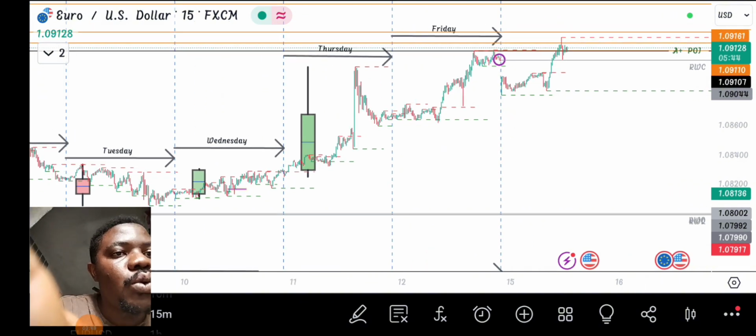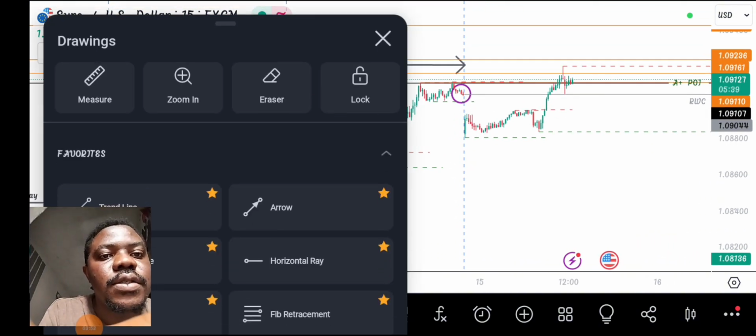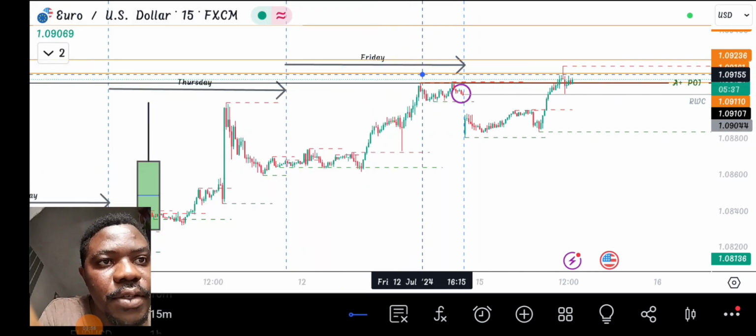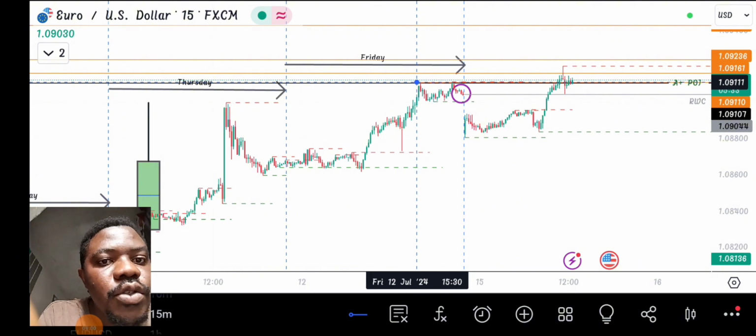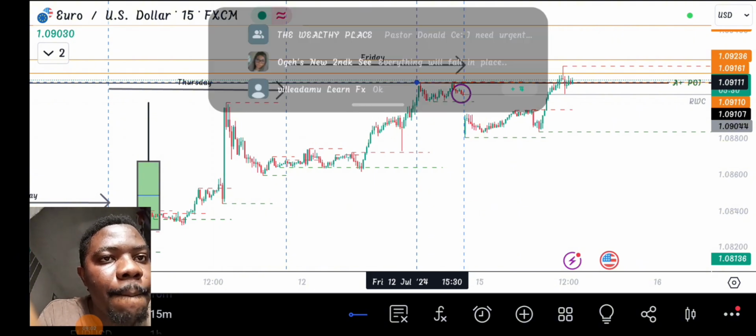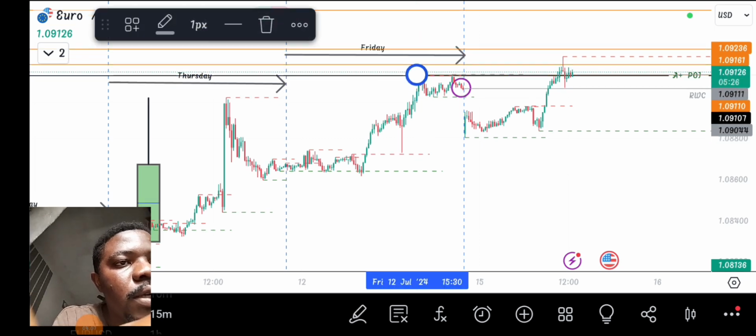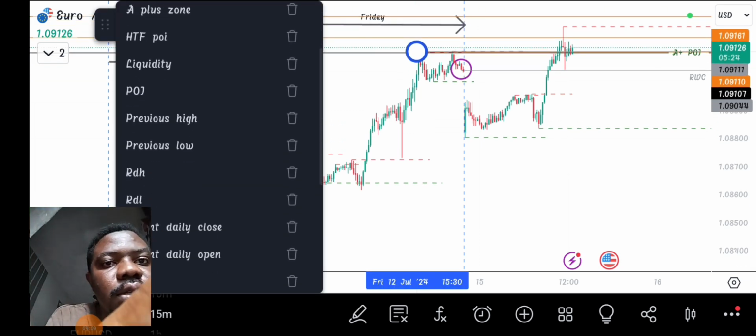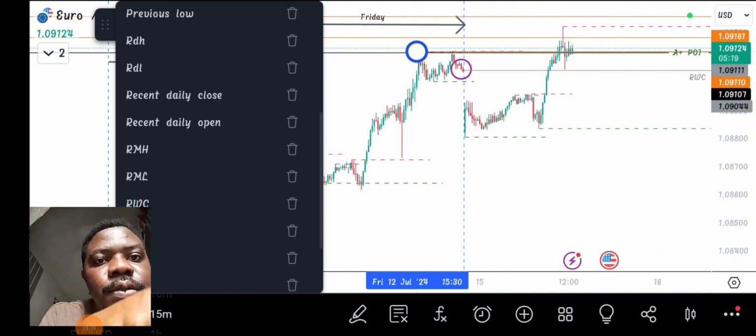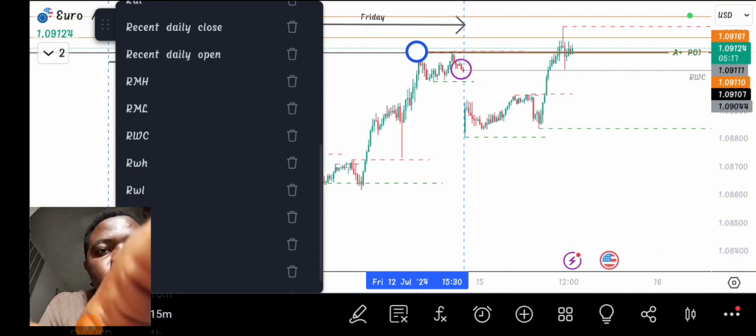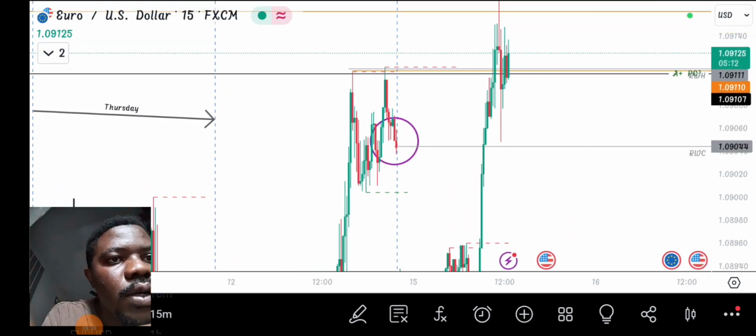Now our recent weekly high, which is this highest point here where price got to, because this is Thursday, this is Friday here. So this is our recent weekly high here. So we name it recent weekly high, RWH. So that's gonna be it.